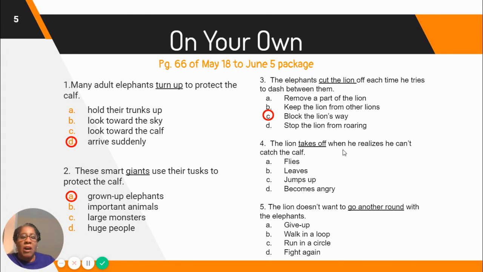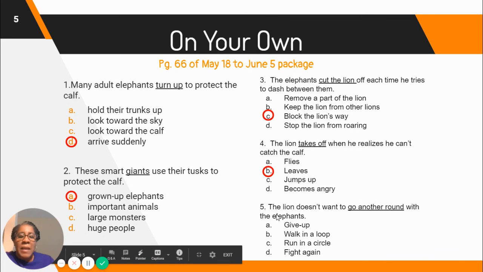The lion takes off when he realizes he can't catch the calf. What does he do? Can an elephant fly? Can a lion fly? Does the lion leave? Does the lion jump up when he realizes? Or does the lion become angry? Again, select the best choice. Of course, the lion leaves. Why hang around when I can't have this prized possession?